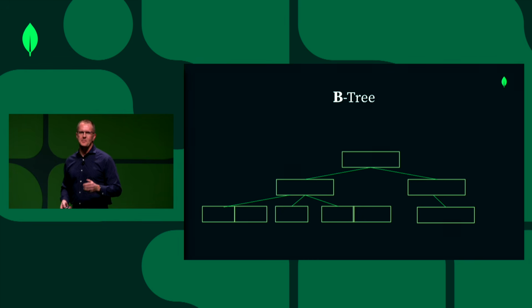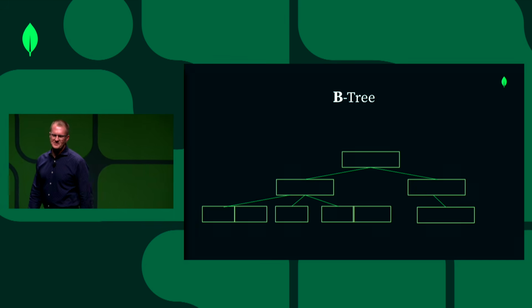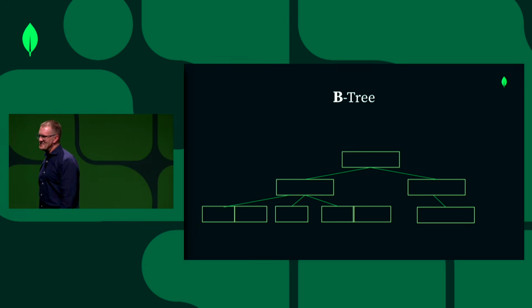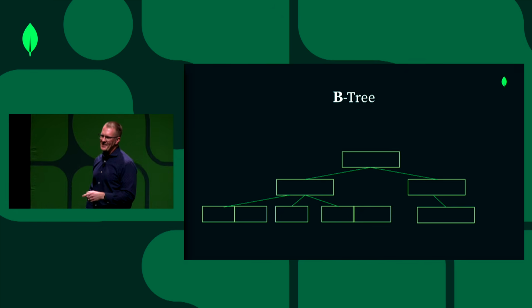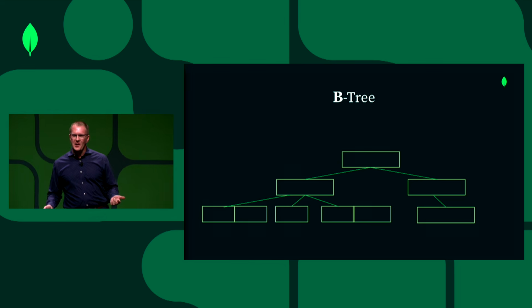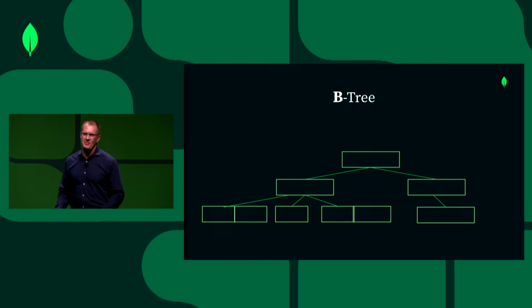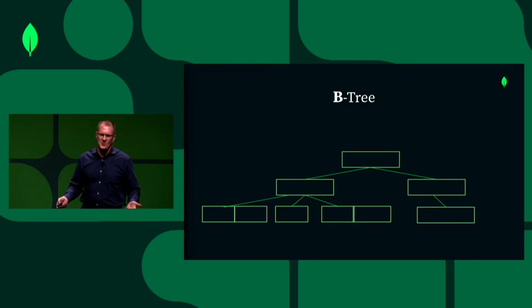Does anybody know what the B in B-tree stands for? Does anybody think they know? Shout it out. Balanced. That's the most popular opinion, balanced. Well, it actually turns out we don't really know what the B in B-tree stands for. Balanced is the most popular opinion, but the creators of the B-tree index never told anybody what B stood for.